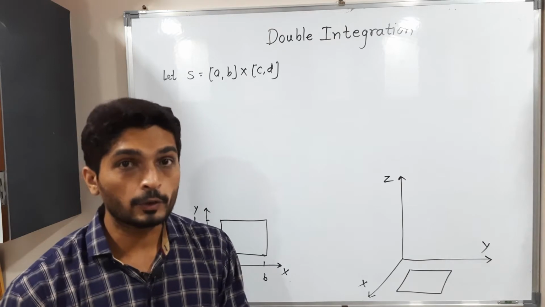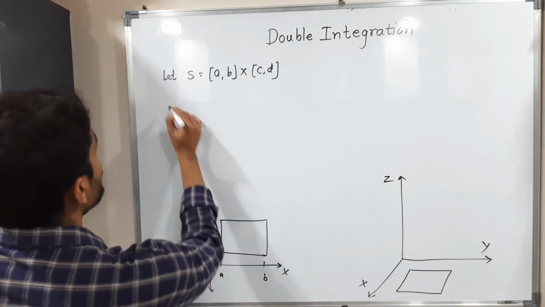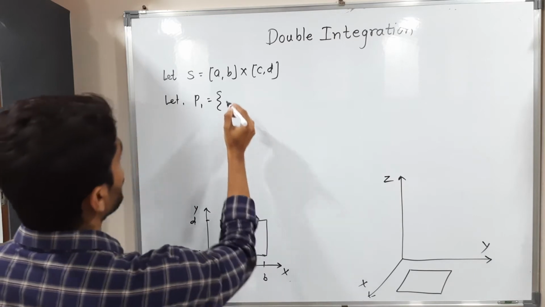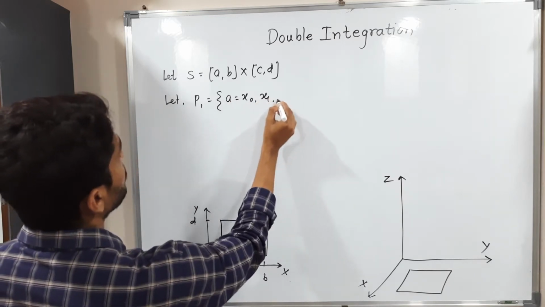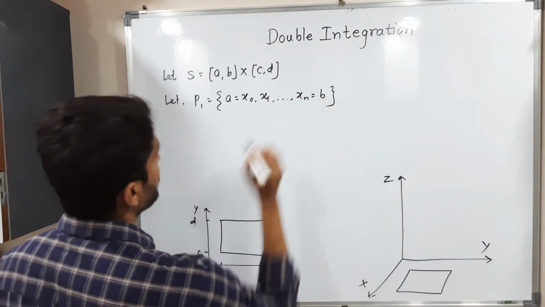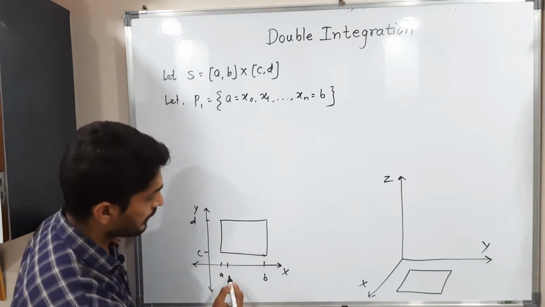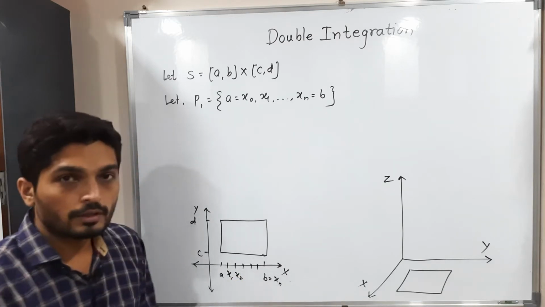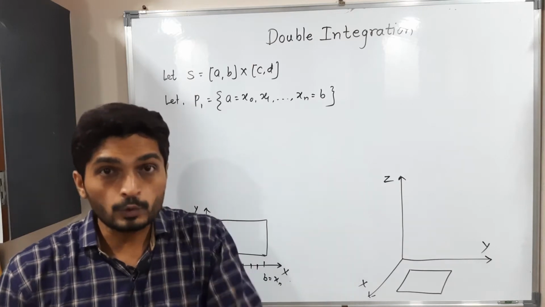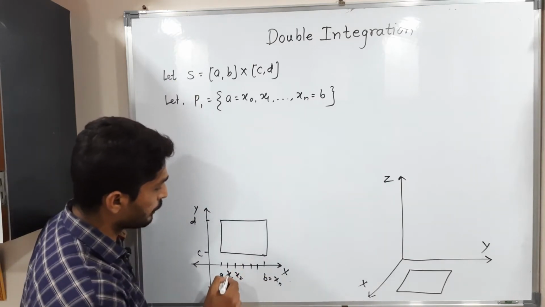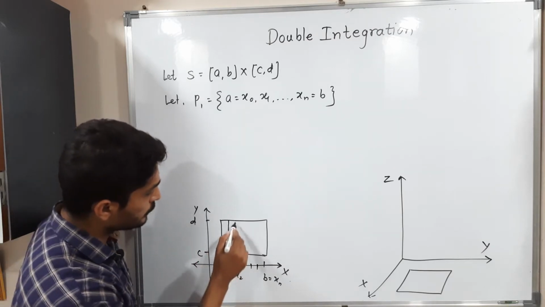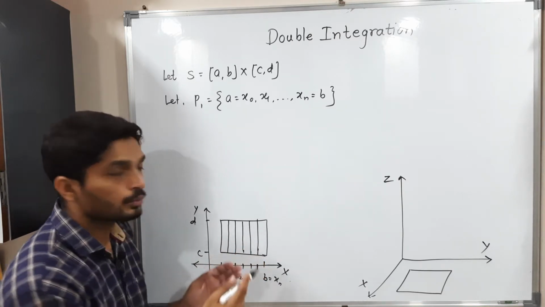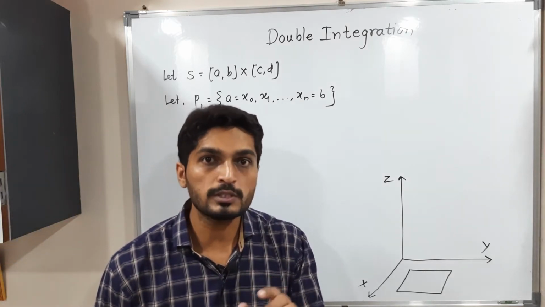After that, I take a partition of the closed interval [a,b]. Let P1 be the partition, P1 = {a = x0, x1, and so on, xn = b}. Here I am taking the partition. x0 means a, x1 means one point here, x2 and so on. The last point xn is nothing but b. If you take a partition of the closed interval [a,b], it will introduce a partition of this rectangle. Because of x1, I can draw a line here. Because of x2, I can draw a line here, and similarly for the remaining partitions we get lines here. So this rectangle is now divided into small sub rectangles, right?